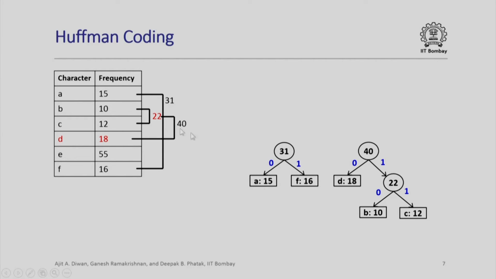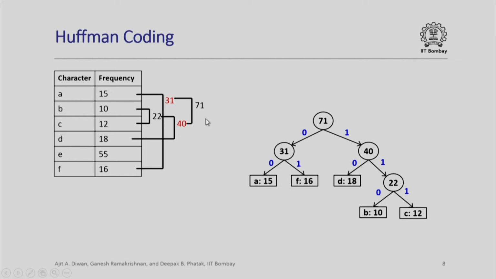Please note that this node 40 on the right will have a composite element value of 22 frequency, but on the left it will have the node which represents D, which is the next smallest value, 18. So, this is another subtree which has grown out of this 22 further. Let us continue this. We now have the minimum values as 31 and 40.